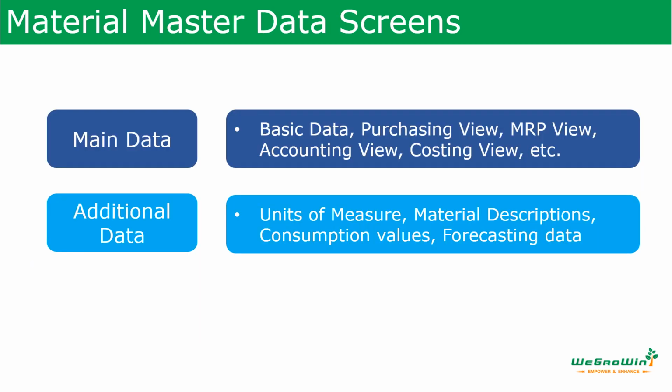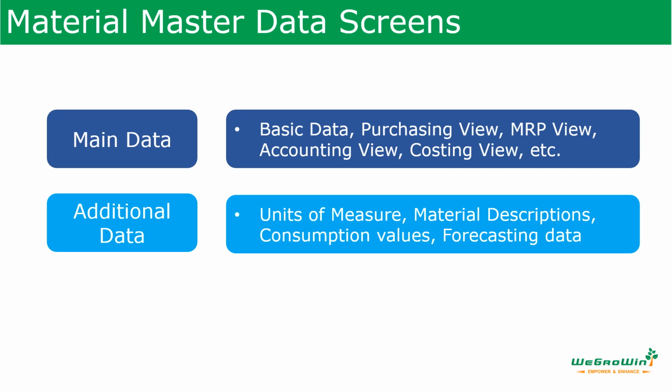The data screens used in processing the material master records can be subdivided into two different types. One is the main data, another is the additional data. Main data are the screens for each user department. For example, the basic data, materials planning, purchasing view, sales view, accounting, costing, those kinds of things. Additional data are the screens where you have to maintain some additional information like different units of measure, different material descriptions, the consumption values, forecasting data.